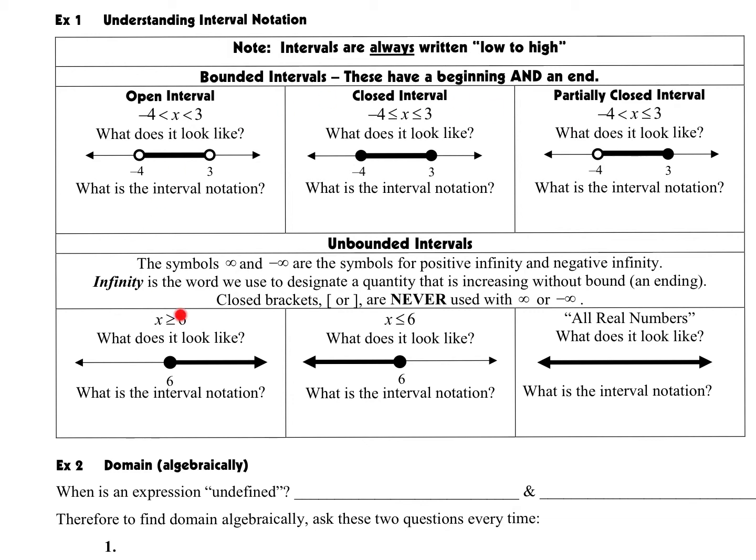So we're going to take a look up here, and a couple things before we get started. First, all intervals will always be written low to high, so the smaller number will always need to be on the left and the larger number will need to be on the right. The other thing is that we're going to have two types of intervals. One is called bounded and one is called unbounded.